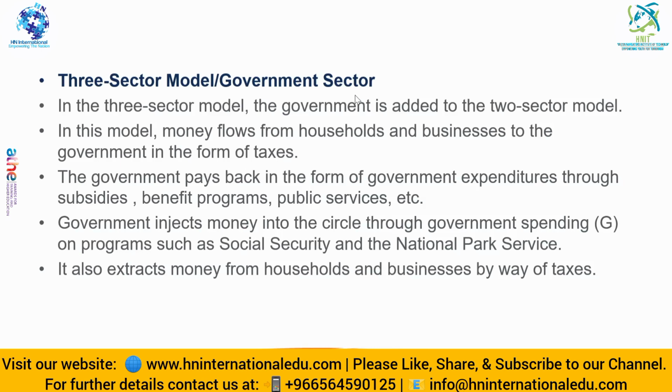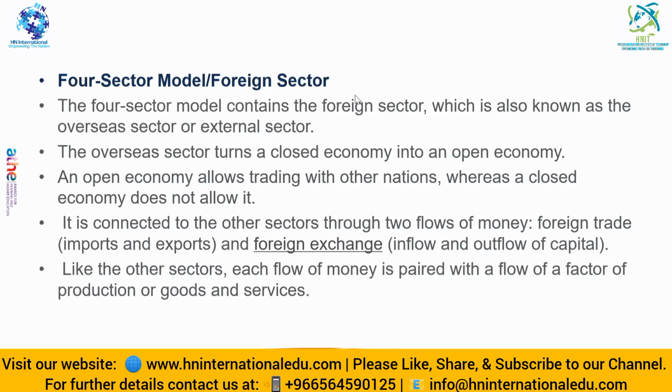Government injects money into the circle through government spending. Now, government spending is denoted by G, capital G, on programs such as Social Security and National Park Services. Like currently we have the dolphin police in Pakistan, which roams around at night, and the park services. Through our tax money, these parks are maintained. It also extracts money from households and businesses by way of taxes. Again, the same thing. Is this clear as well?